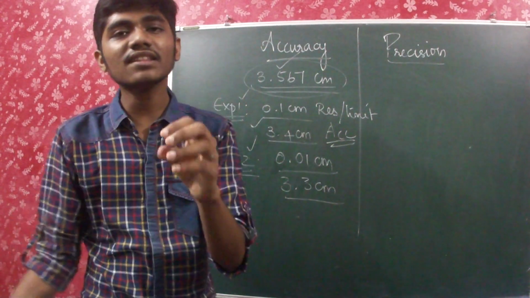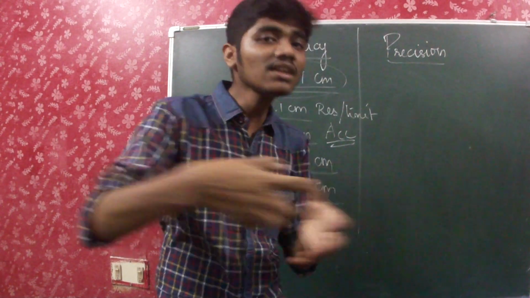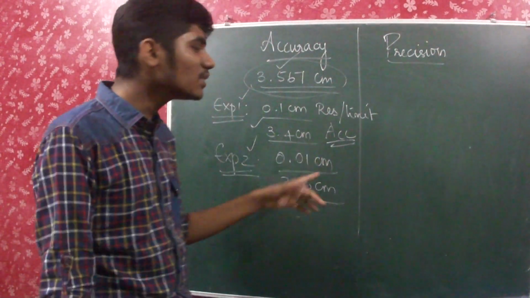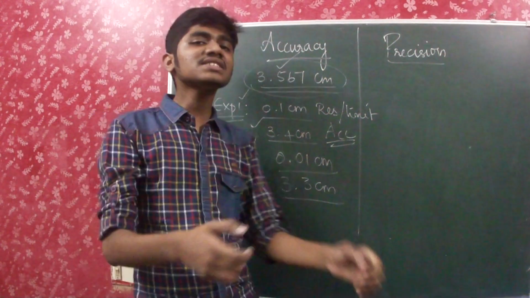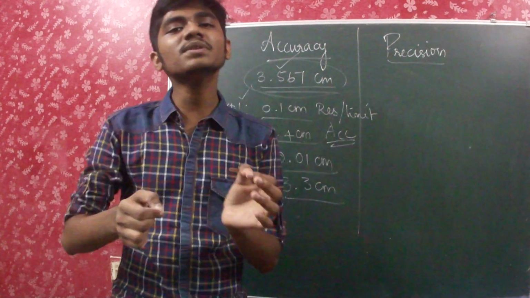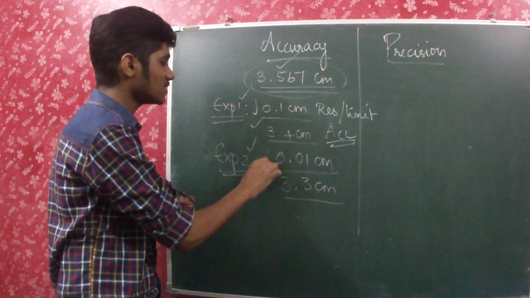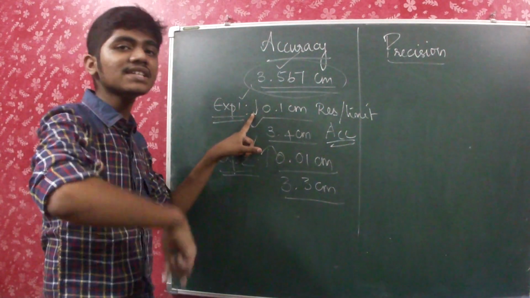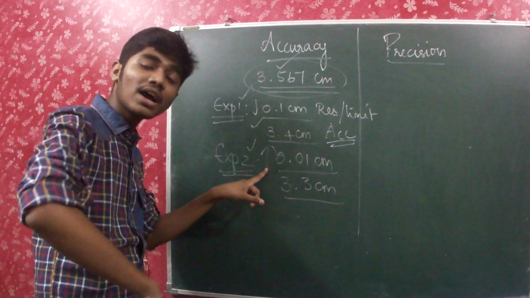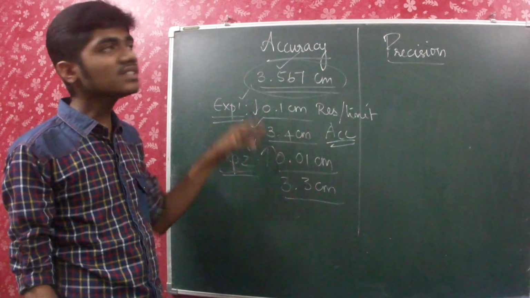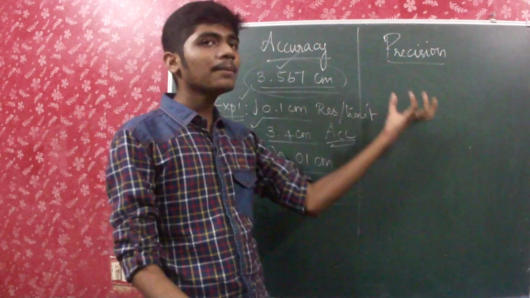So accuracy is nothing but the measure by which the observed value is very close to the true value. That is what is known as accuracy. What about precision? Precision is nothing but the measurement of the limit to which the instrument can measure. That is its resolution. Here the resolution is low and here the resolution is high. So this is low precise, highly accurate; high precise, low accurate. Okay, so this is the difference. Accuracy is this and precision is this.